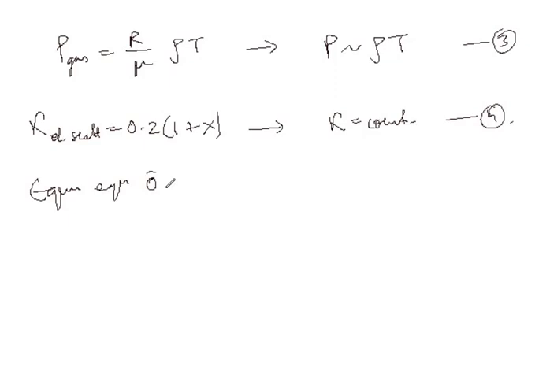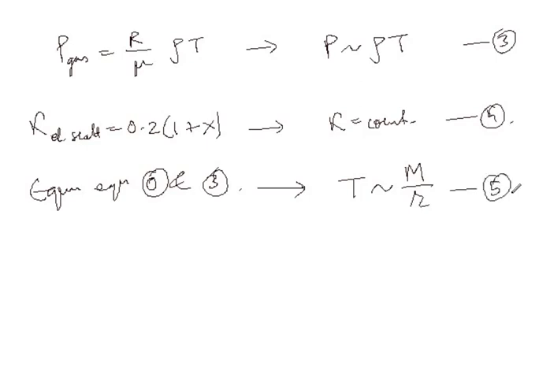Now let us equate equation 0 and 3. Then what we will find is T of the order of M by r. This is equation 5. But let me tell you something. This is just the virial theorem.